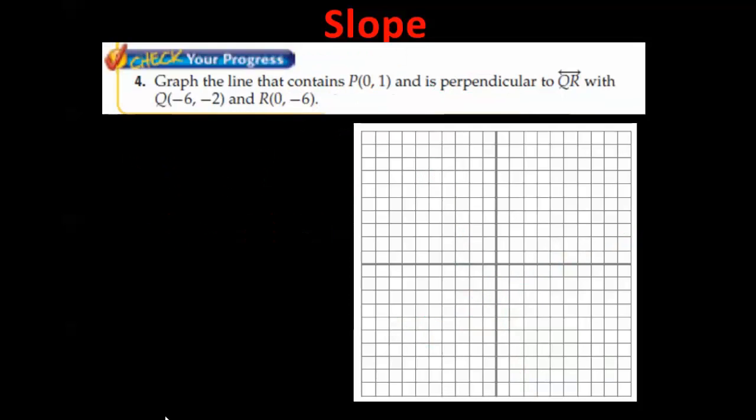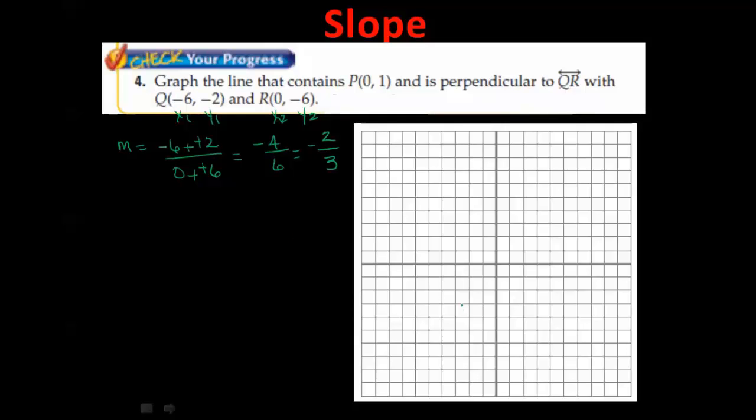Okay, let's go on and see what we have next. It says graph the line that contains point 0, 1 and is perpendicular to QR. And there's my points. So the first thing I'm going to have to do, I can plot or I can find my slope. Either one is going to work. So x1, y1, x2, y2. So my slope of QR is going to be negative 6 minus a negative 2 over 0 minus a negative 6. So those two negatives become positive, so I've got negative 4 over 6. Both of those can be divided by 2, so I'm going to have negative 2 over 3.